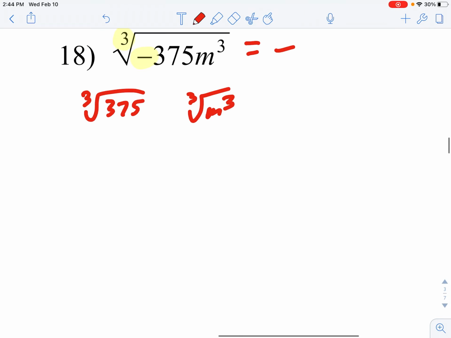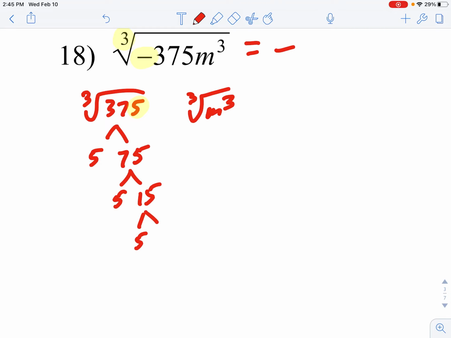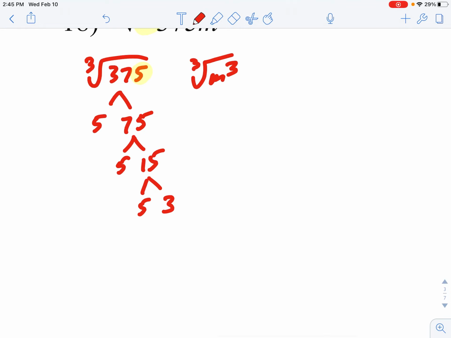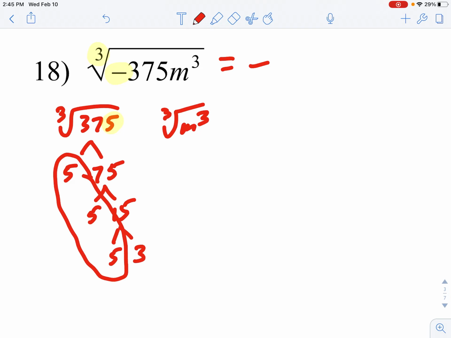Okay? So, 375. Well, it ends in a 5, so I can divide it by 5. That's going to be 5 times 75. 5 times 75 is 375. 75 is 5 times 15, and 15 is 5 times 3. Yeah, that works. So we've got 3 5s. That's 5 to the third power. An extra 3, that's just 3.